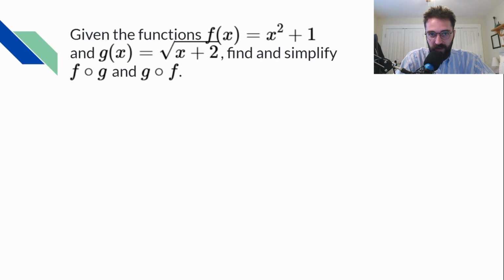Here we're doing the same thing. We have two different functions though. We have the functions f of x equals x squared plus 1 and g of x equals the square root of x plus 2. So let's start with f circle g. Let's find out what this composition is.